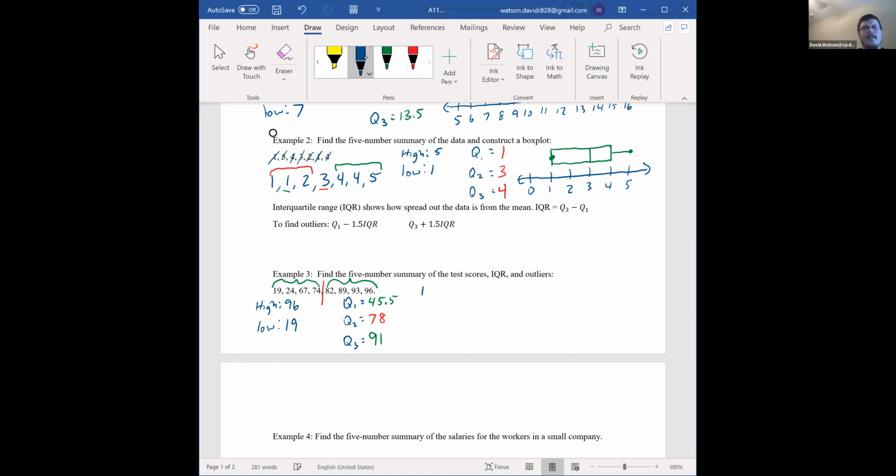Next up, the IQR. So the IQR is Q3 minus Q1. All right, so in our case, it's 91 minus 45.5, which is actually 45.5.